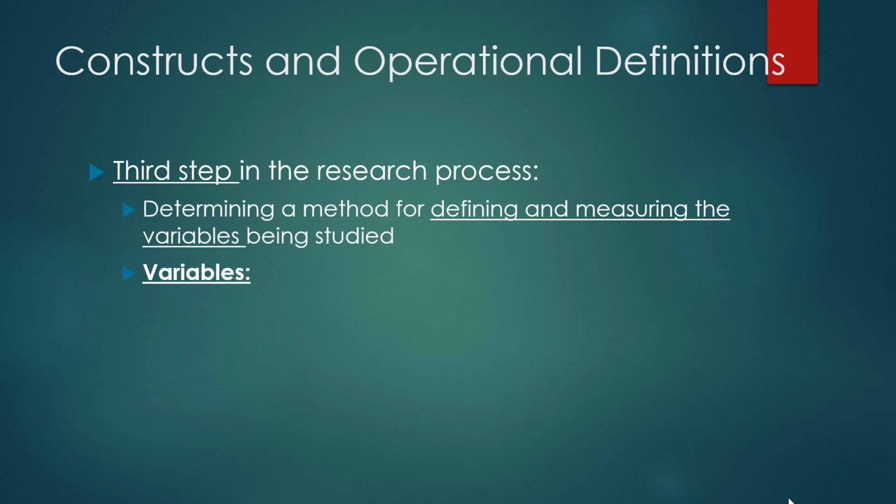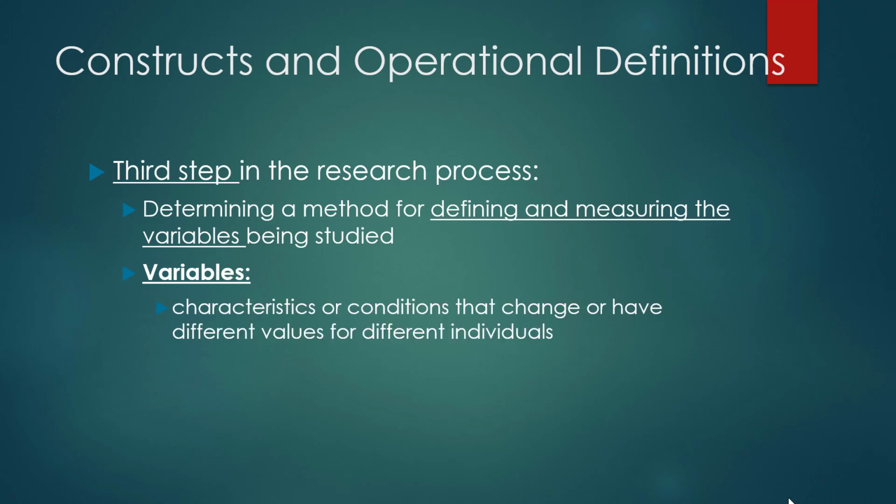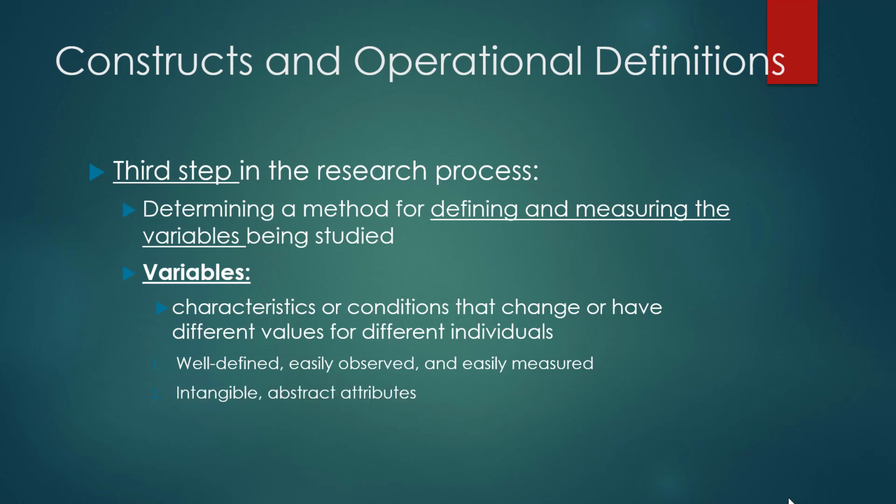We briefly mentioned this in other videos, but now we're going to go into a little bit more detail. Variables, as we've said before, are something that has different values for different individuals. It's a characteristic or condition that may change depending on the individual that you're observing. There are some variables that are well defined. They're easily observed and easily measured. And there are other variables that are harder to figure out how to measure. They're intangible. They have abstract qualities to them. We're going to go into these in a little bit more detail.